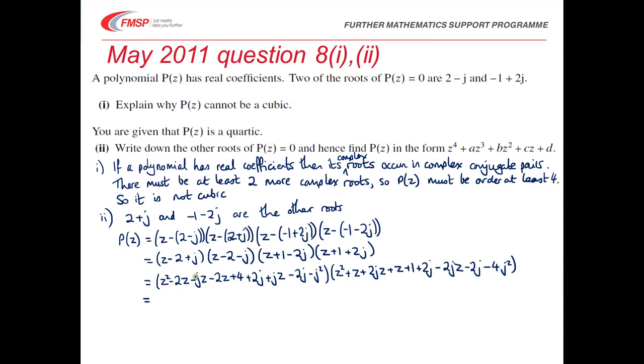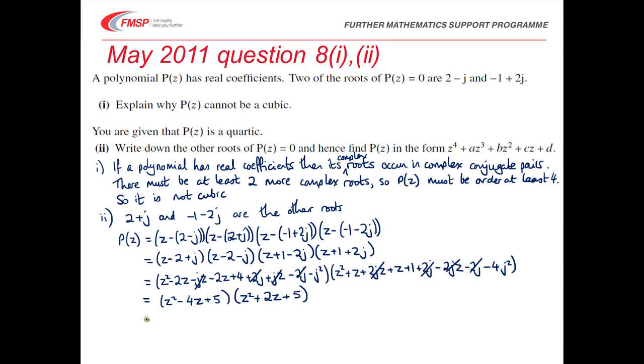Now when we simplify, we should lose all the j's, so minus jz plus jz plus 2j minus 2j, which leaves us with z squared minus 4z plus 4 plus 1, so that's plus 5, and then the plus 2jz minus 2jz plus 2j minus 2j, and we get z squared plus 2z plus 1 plus 4, so plus 5.